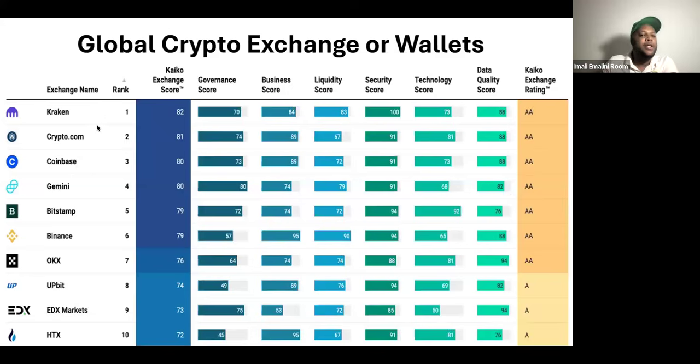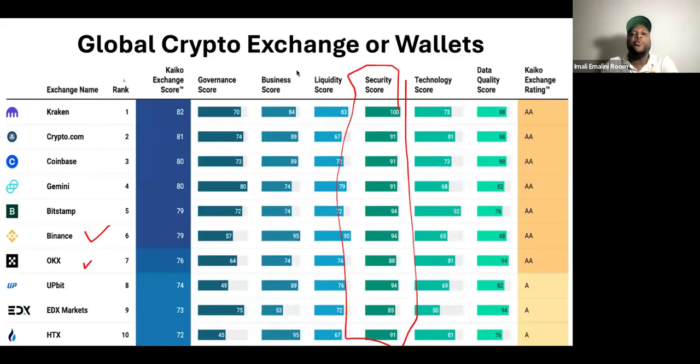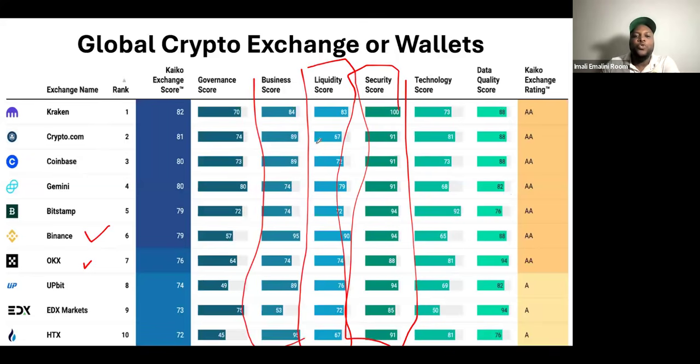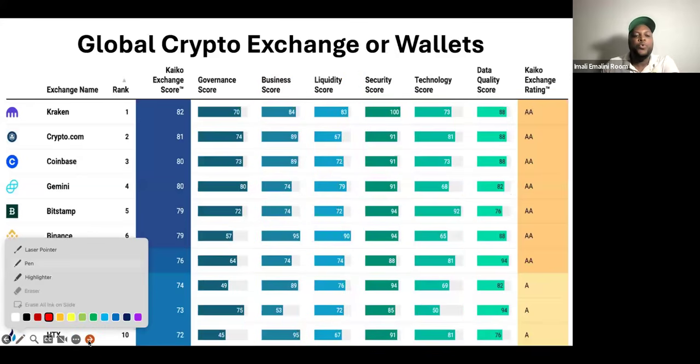Crypto exchanges: Crypto.com, Coinbase, Bitstamp, you name it, Binance, OKX and others. If you want to understand the top ranked one, the number one, you can see all the scores here in front of you. It tells you how secure it is. It tells you the liquidity, how strong it is. It tells you the business score. It tells you the technology scorecard, what's happening there, and of course the quality score, 100%. So you can choose it. It's up to you which one you want to use.